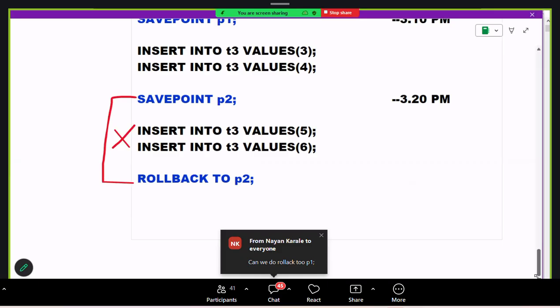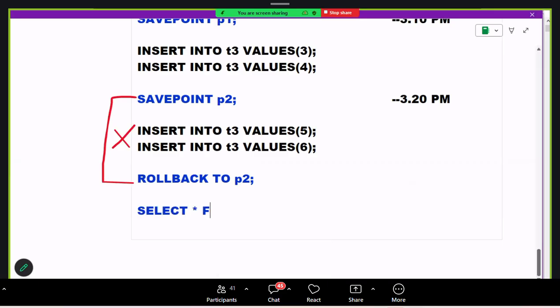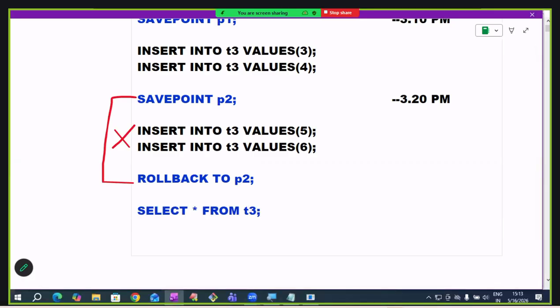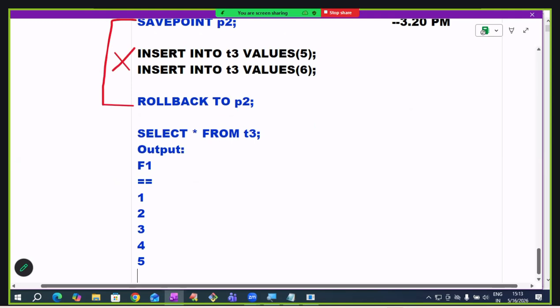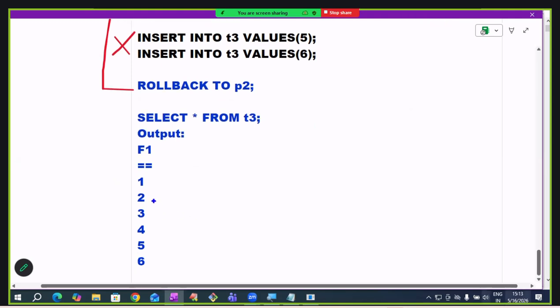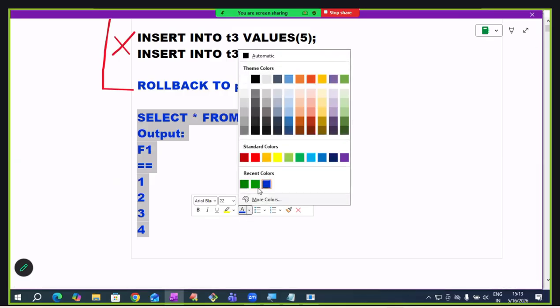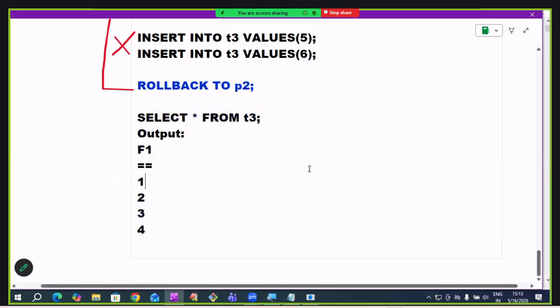If you want to check, write like this: select star from T3. In the output, we get F1 column 1, 2, 3, 4, 5, 6. After 1, 2, we apply the P1 point. After 3, 4, we apply the P2 point. Roll back to P2 means actions after the P2 point are cancelled, meaning the 5, 6 insertions are cancelled. That's it, sir. Like this, we can cancel part of the transaction.